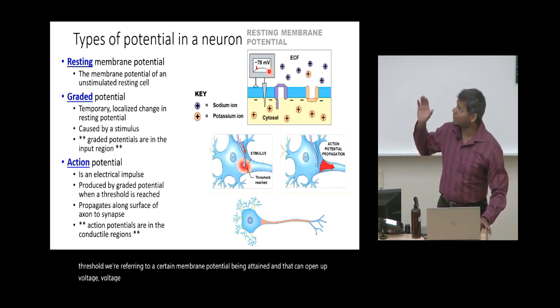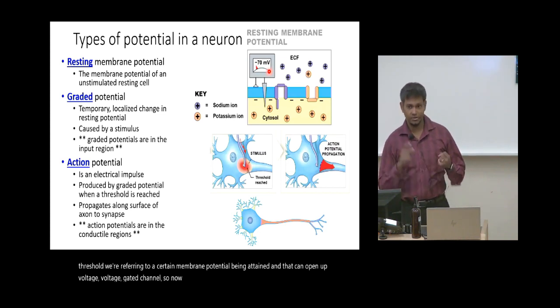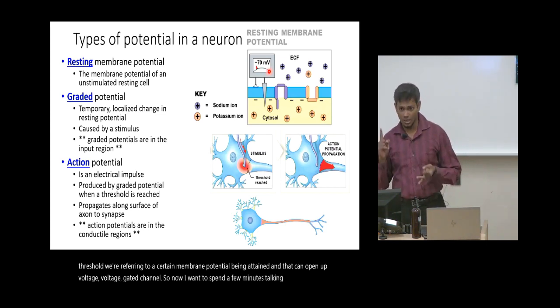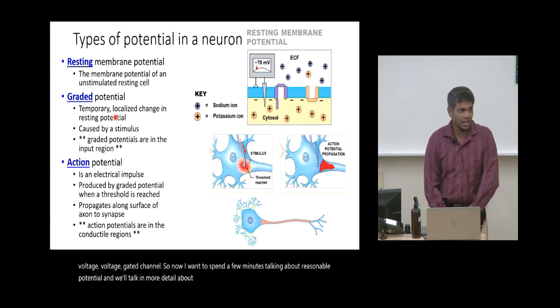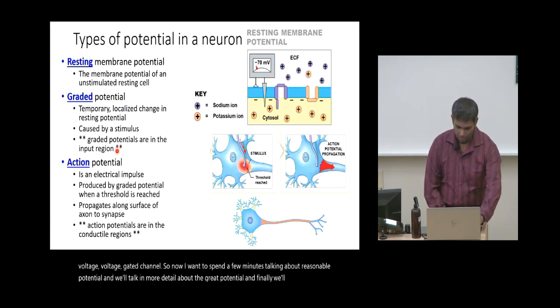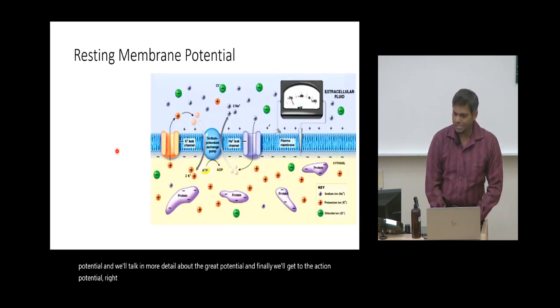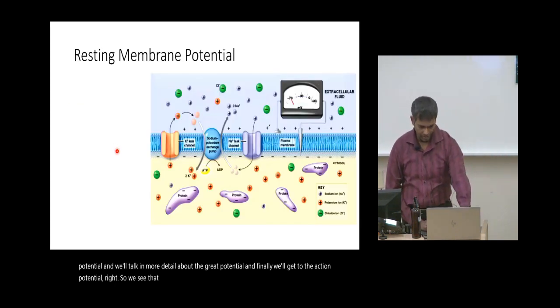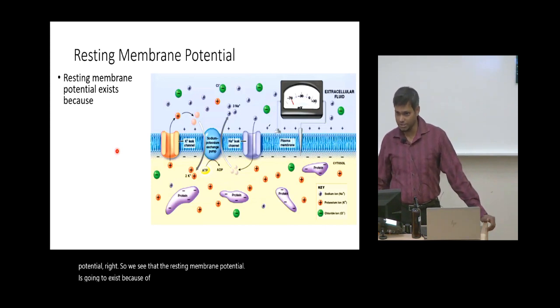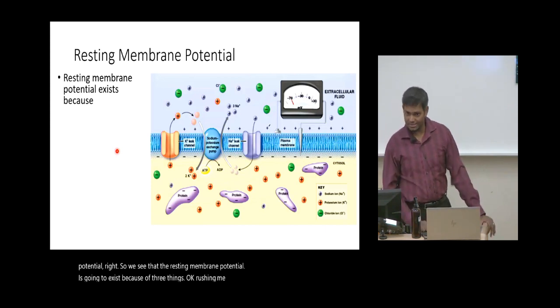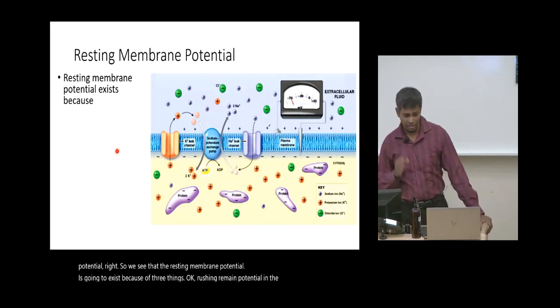So now I want to spend a few minutes talking about resting membrane potential, then we'll talk in more detail about the graded potential, and finally we'll get to the action potential, right? So we see that the resting membrane potential is going to exist because of 3 things. Okay, the resting membrane potential in the unstimulated cell at rest is existing because of 3 things.